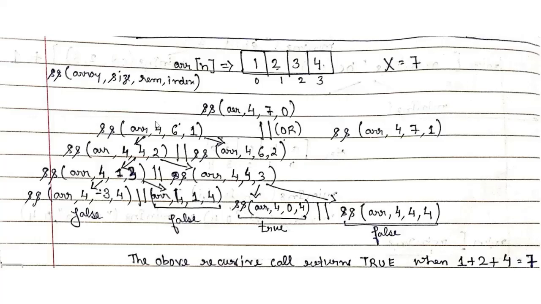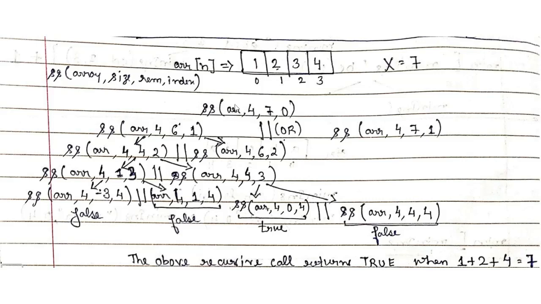So coming on to the recursive tree, what do we see over here? We are given an array of 4 integers having contents of 1, 2, 3, 4, and I am asked: can I make 7 out of it or not? Now this is the function which will be returning true or false, this SS or subset sum.